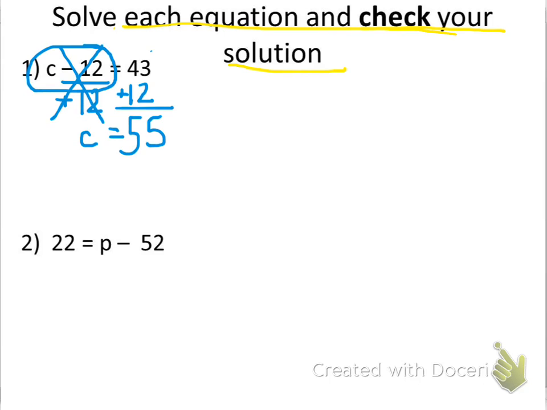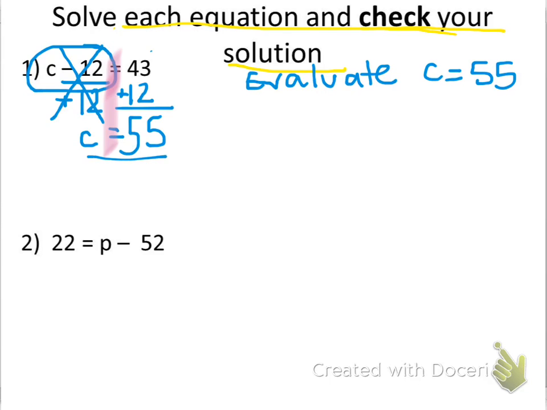Something I want to point out to you. Look really carefully here. I've got my equal signs in a line. When you write these problems, you need to write them in a line as well. Alright, now we've solved the equation, but we need to check our solution. Remember from the bell work, when we want to check our solution, we evaluate. Like we did last unit, you're going to evaluate the equation for c is equal to 55, because that's the answer we got down here.